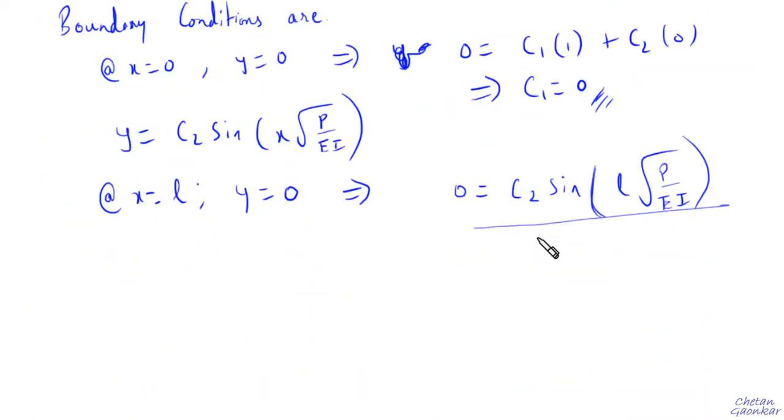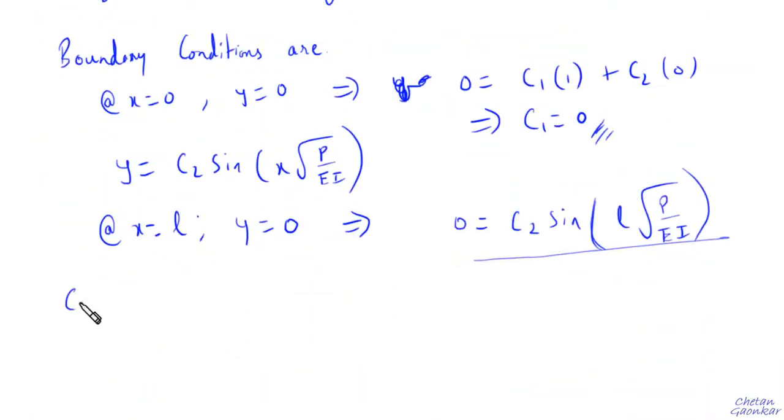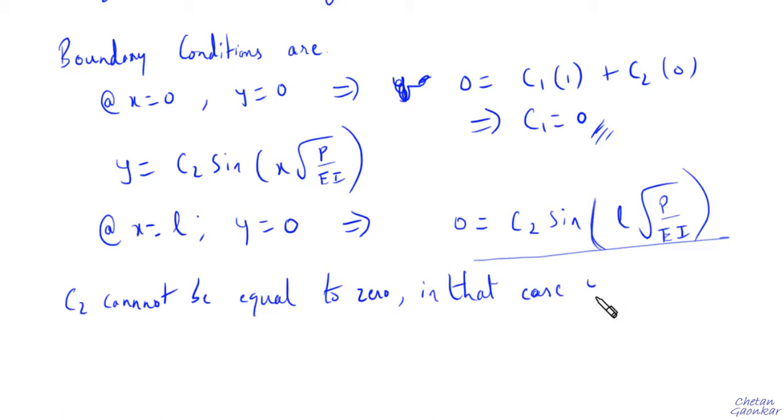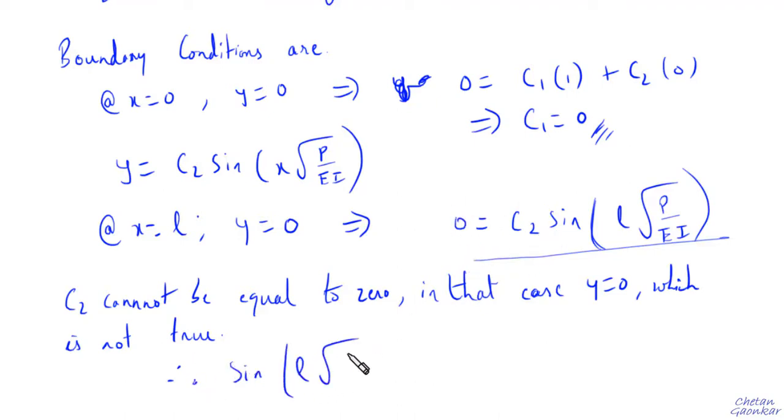So this C2 cannot be 0, because in that case y will be equal to 0, which is not true. Therefore the only thing here that can be 0 in order to satisfy this equation is the sine of L root P divided by EI. This should be equal to 0 because C2 cannot be 0, and if I want to balance this equation, then this term should be equal to 0.